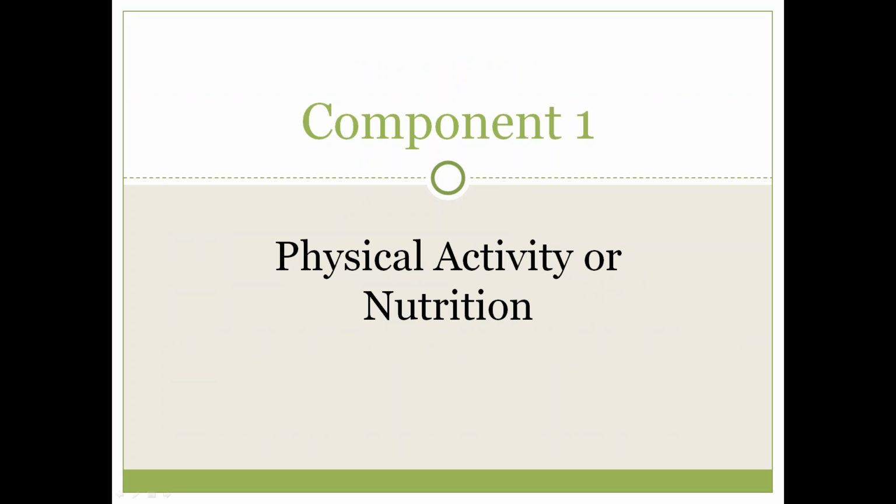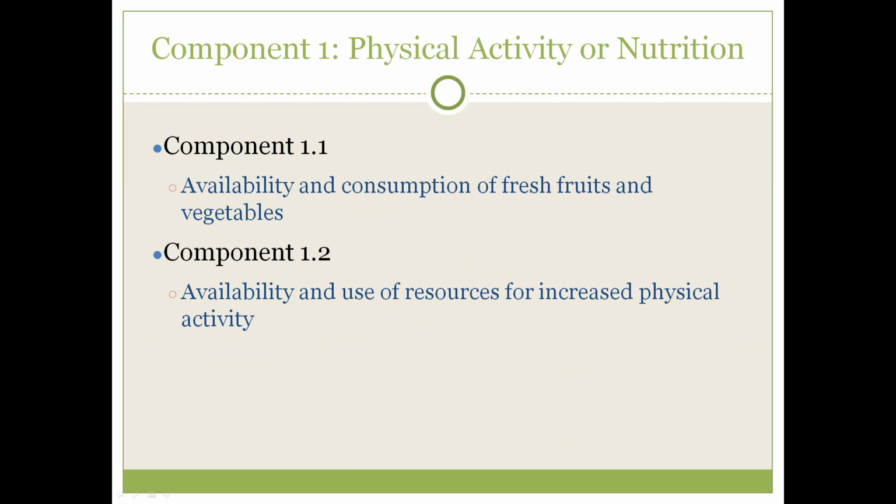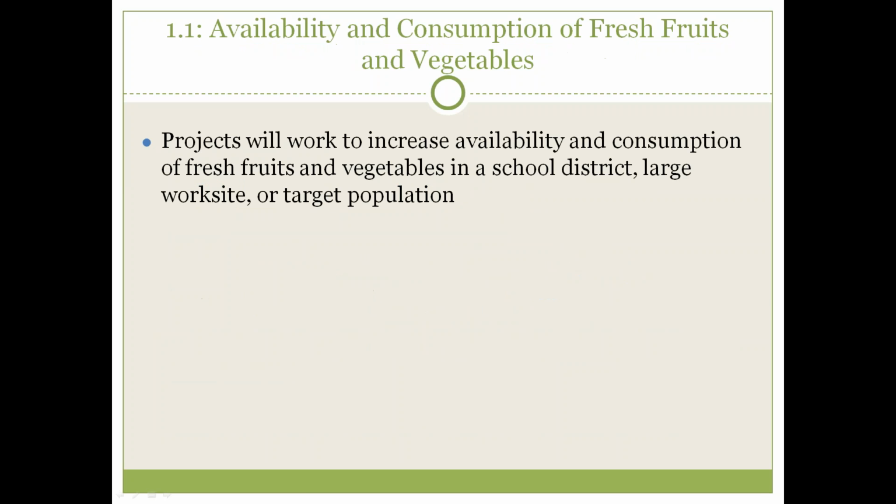So component 1, physical activity or nutrition. You can either address the availability and consumption of fresh fruits and vegetables or the availability and use of resources for increased physical activity. Projects in this area will work to increase the availability and consumption of fresh fruits and vegetables in a school district, large worksite, or target population.